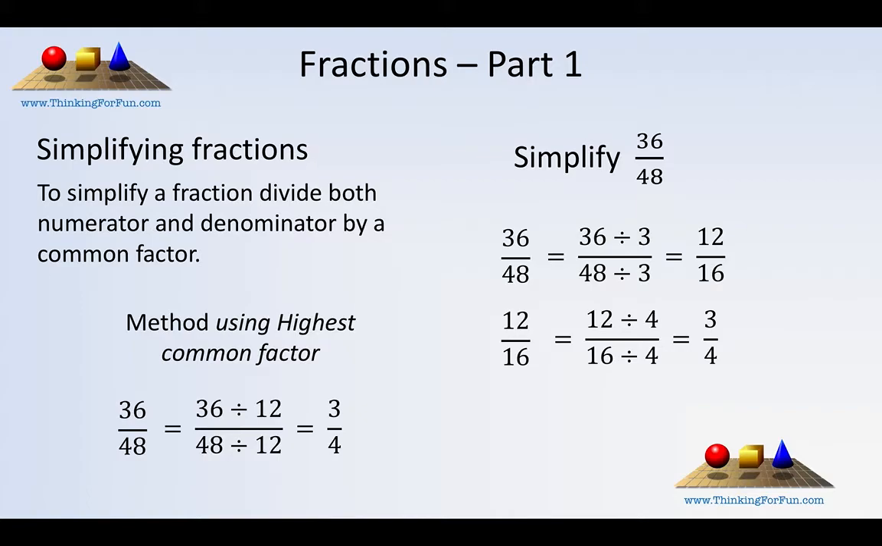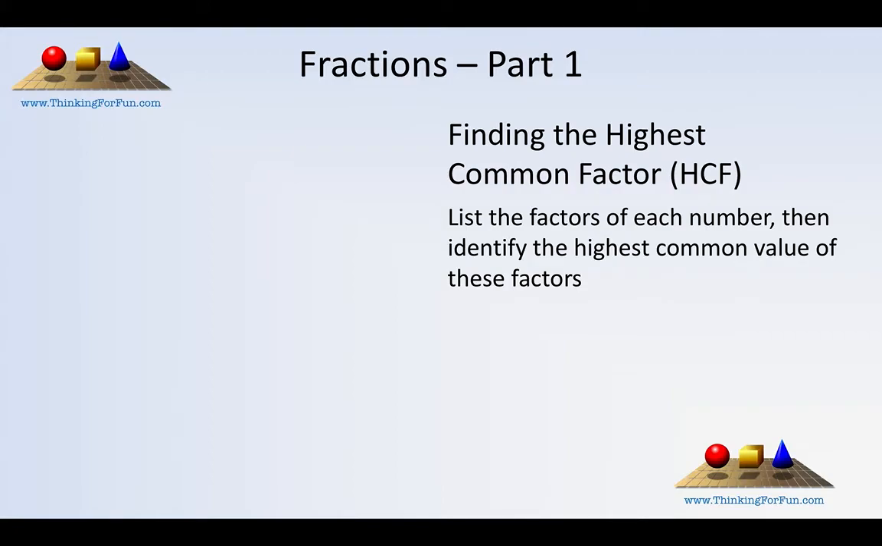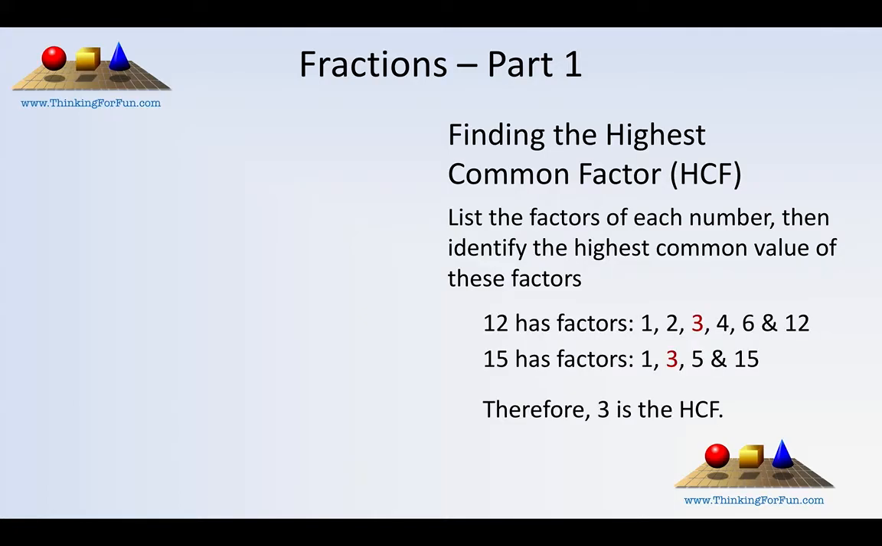Now we will look at a method of finding the highest common factor between two numbers. To find the highest common factor linking numbers, first list the factors of each number and then identify the highest common value from between the lists. Consider the numbers 12 and 15. The factors of 12 are 1, 2, 3, 4, 6 and 12, and the factors of 15 are 1, 3, 5 and 15. From these lists we can see that 1 and 3 are the only common factors, and therefore 3 is the highest common factor.